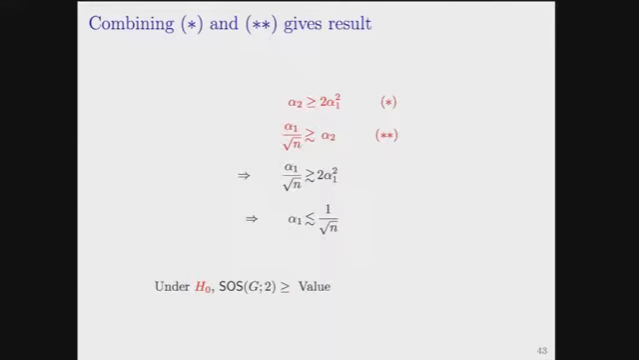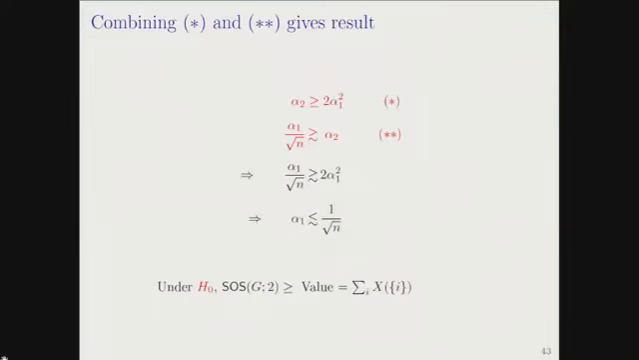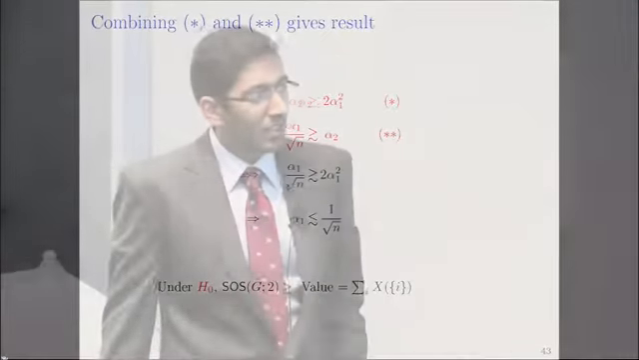Under H0, or under the null hypothesis, the value of the maximization problem is at least the value of this solution. The value of this solution, recall, is just the sum of the mass on the singletons. So I have n vertices, and for all of them I put alpha 1, so I get about square root of n.